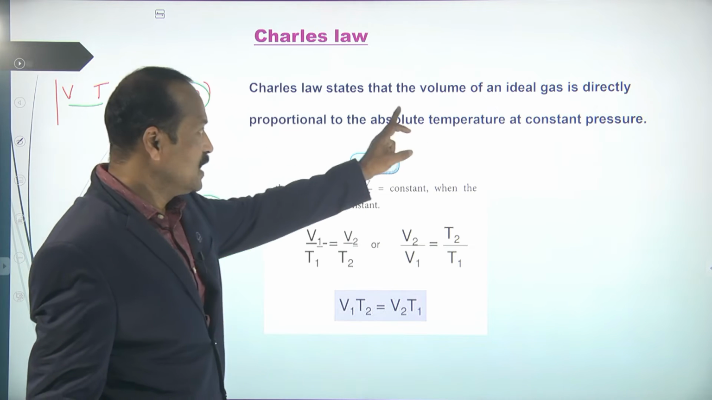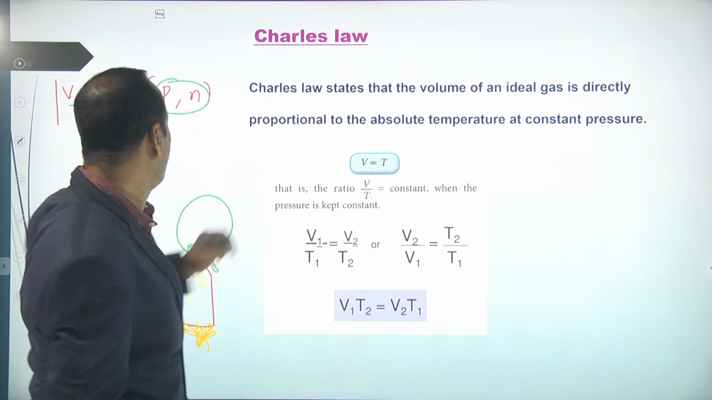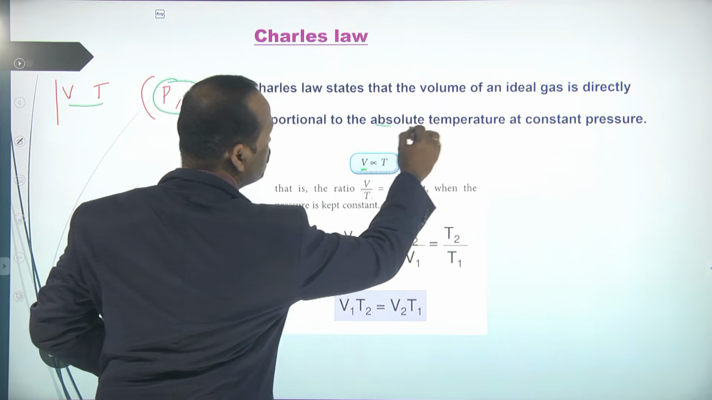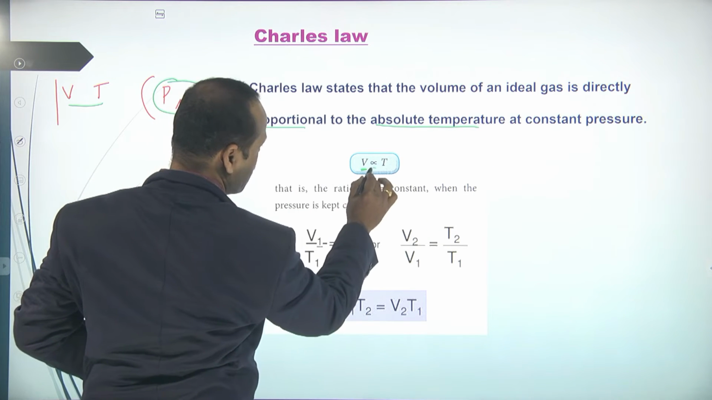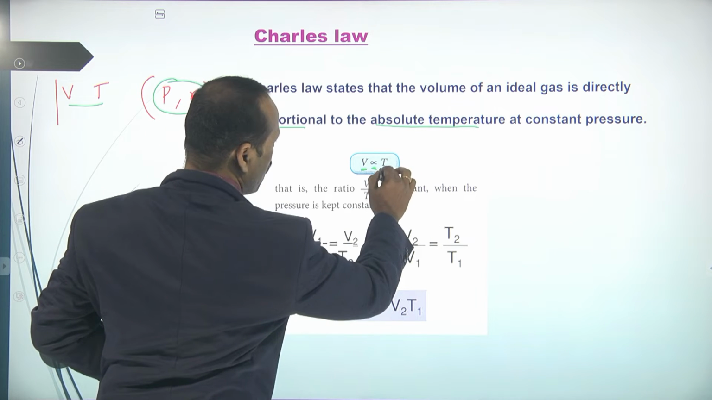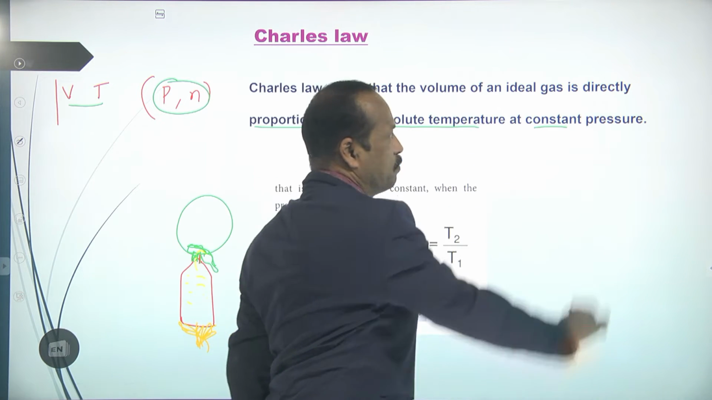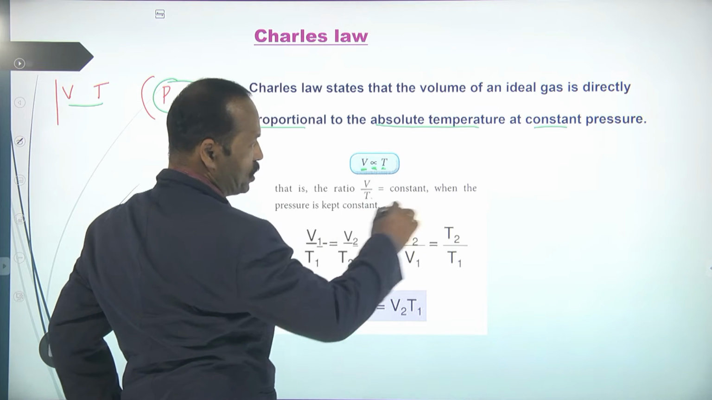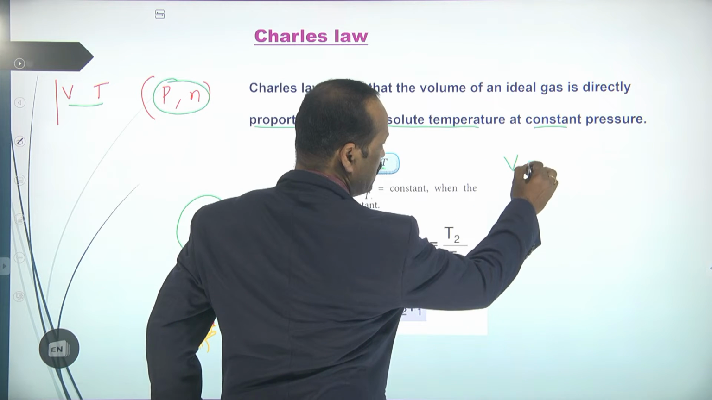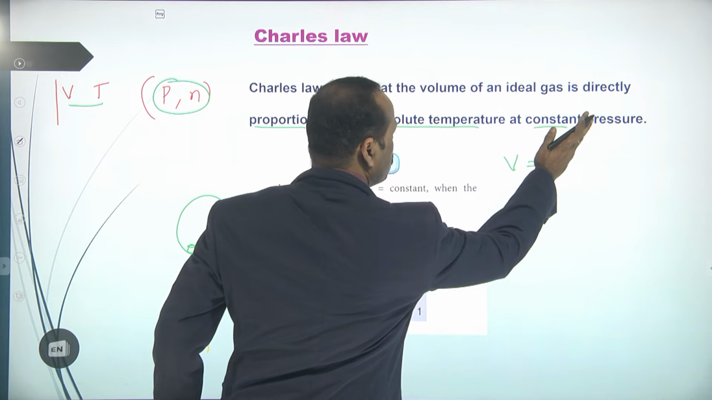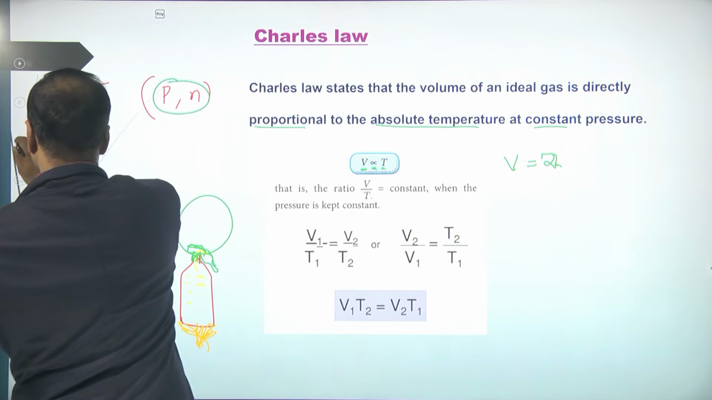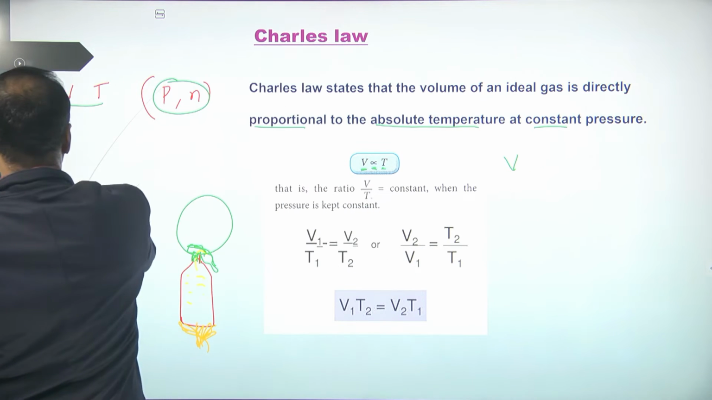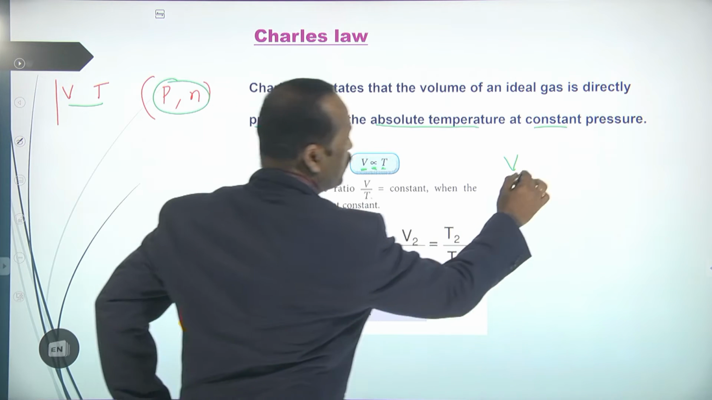So see, Charles' law states that the volume of a gas, V, is directly proportional to the absolute temperature, where the pressure is kept constant. So the meaning is, V is directly proportional to T. What we can write here: V is directly proportional to T, like this.